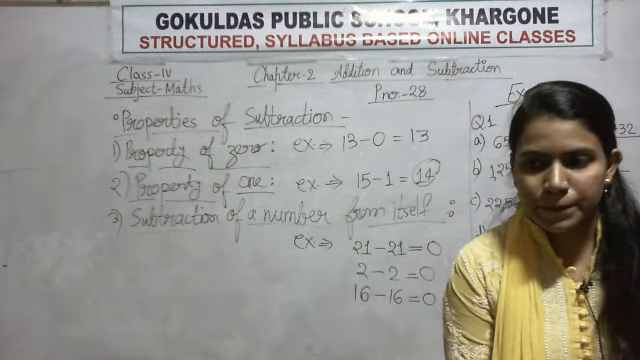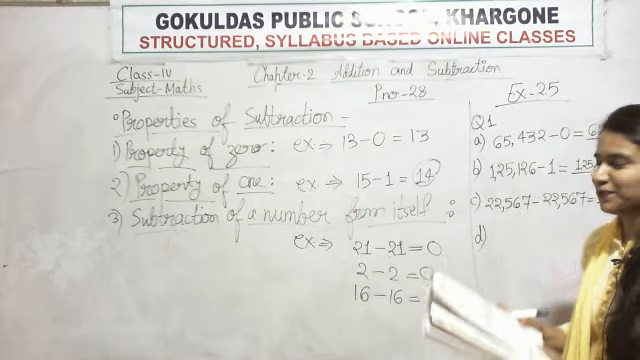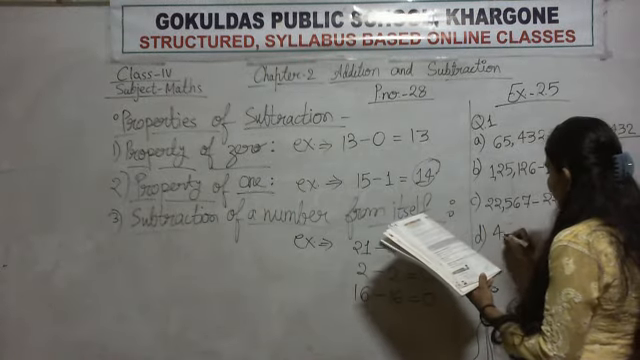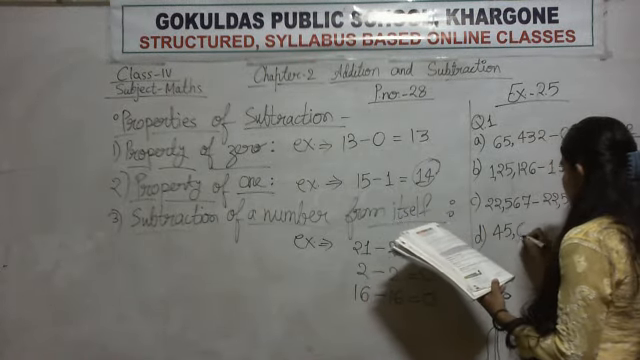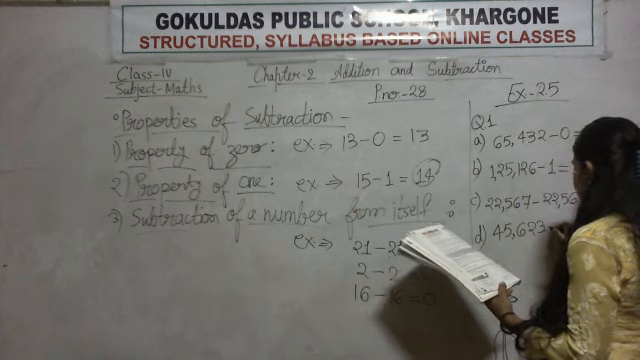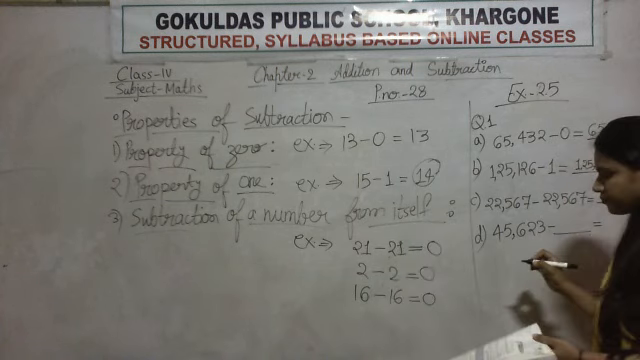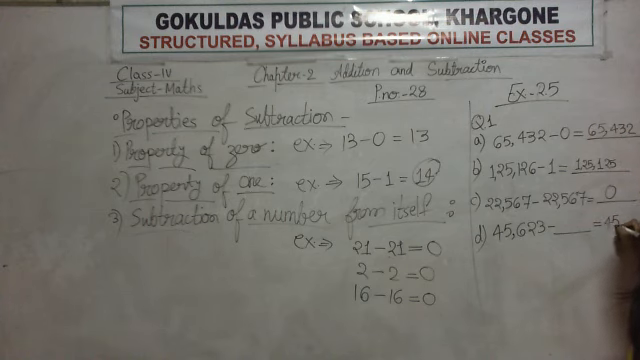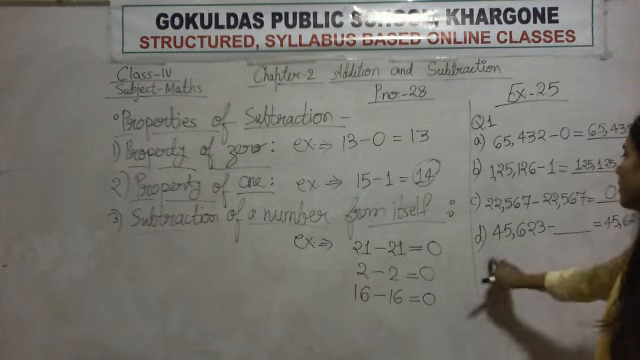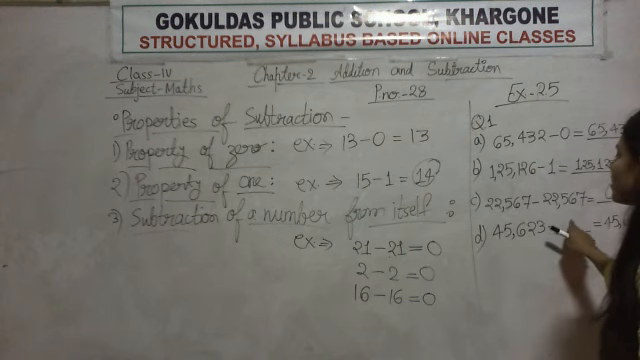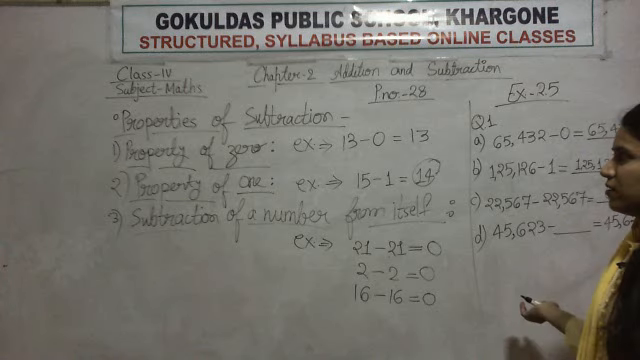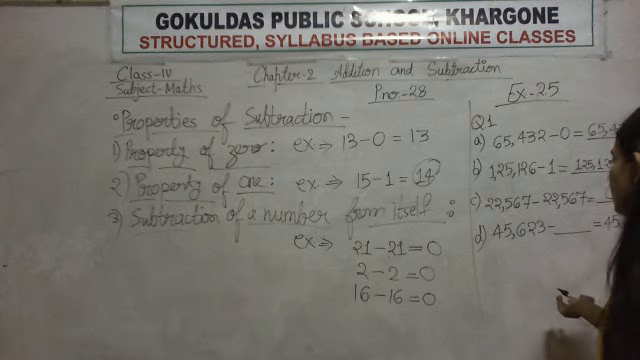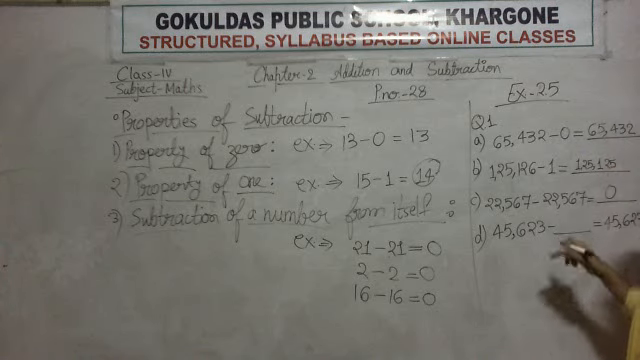Part D, the given number is 45,623 minus what? And your answer is the same, 45,623. Now observe, when you subtract what number here, you get the same answer. Which number will come here?